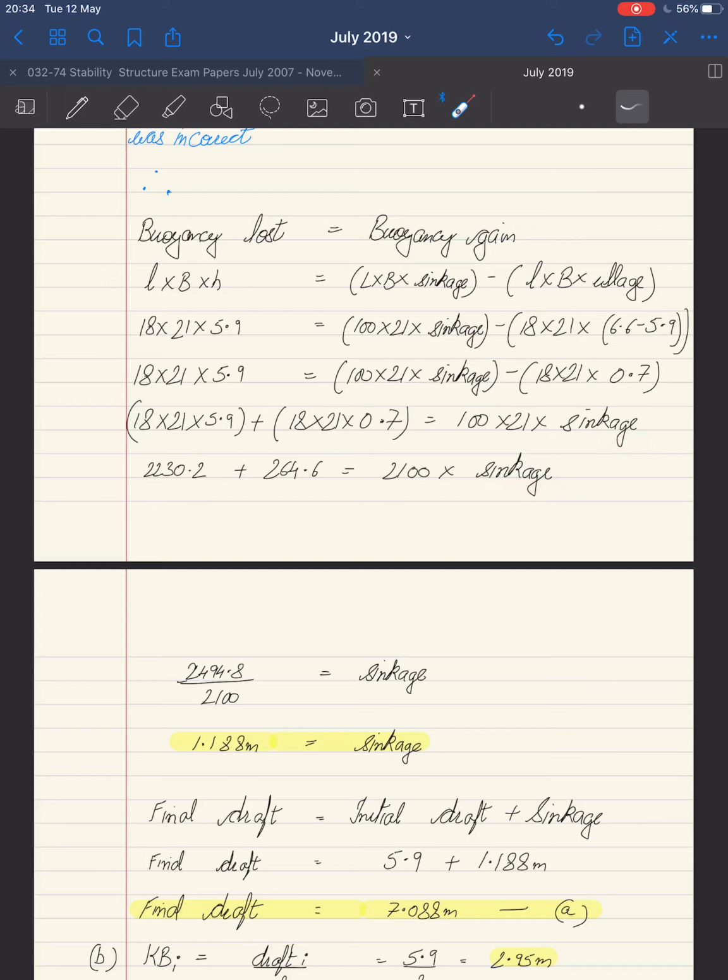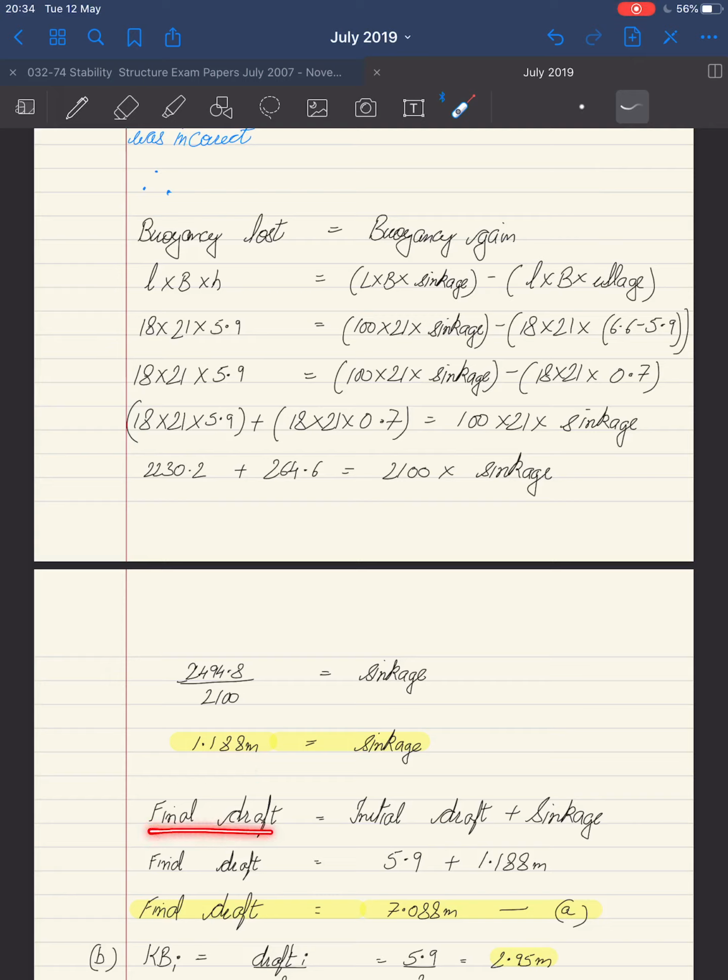When we calculate for the sinkage, we'll add up these two numbers, which gives us 2494.8, and we'll take this 2100, which is on the right hand side of the equation, to the left hand side of the equation, and this time it will go with division because it has been with multiplication when it was on the right hand side of the equation. So it is 2494.8 divided by 2100 equals sinkage. So 1.188 meters is equal to the sinkage.